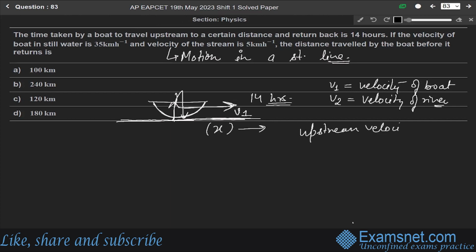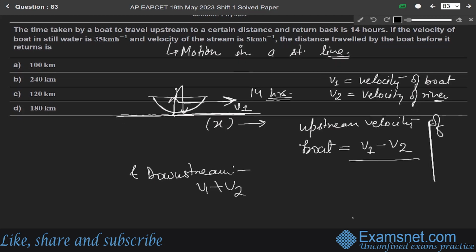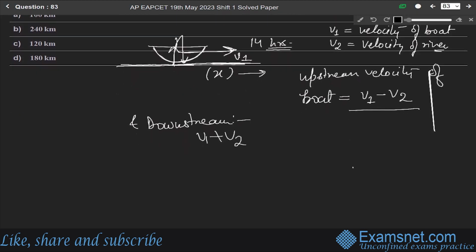Upstream velocity of boat will become velocity of boat minus velocity of river, v1 minus v2, and for downstream it will be v1 plus v2, means velocity of boat plus velocity of river. So for upstream time, we know that time is equal to distance over speed.